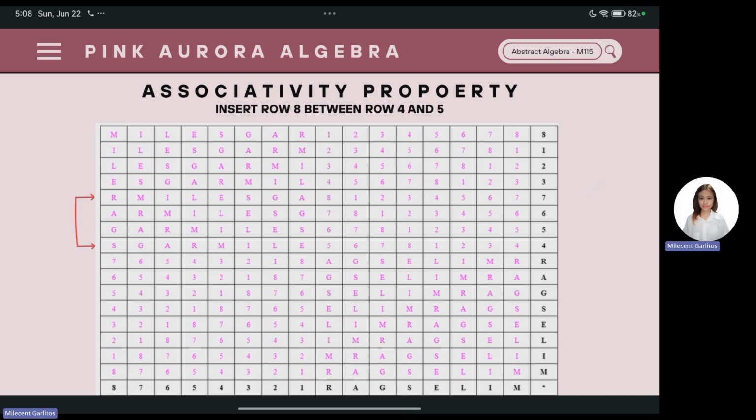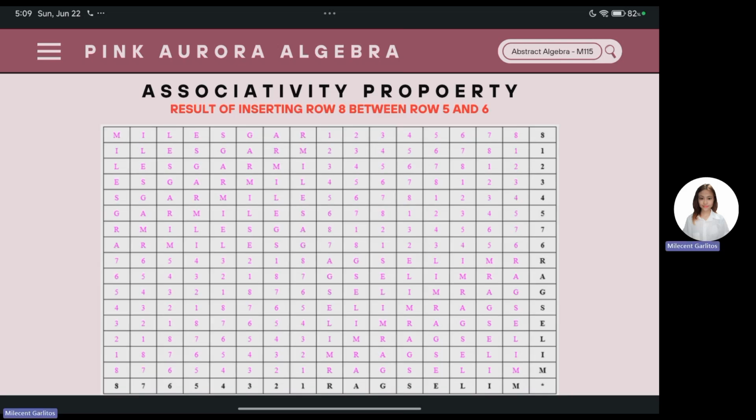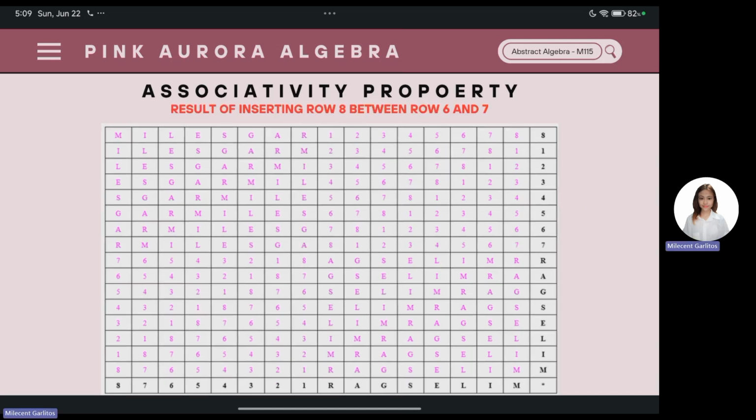Next is to insert row 8 between row 4 and 5. This is the result of inserting row 8 between row 4 and 5. Next is to insert row 8 between row 5 and 6. This is the result of inserting row 8 between row 5 and 6. Next is to insert row 8 between row 6 and 7. This is the result of inserting row 8 between row 6 and 7.